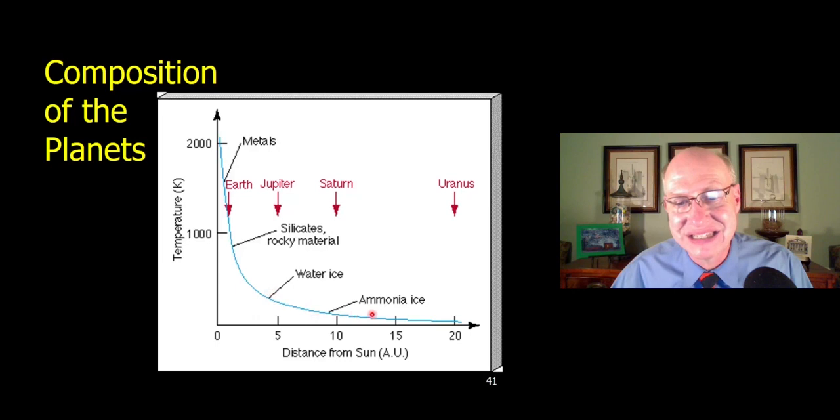Beyond this distance, further out in the solar system, ice can exist as a solid. Inside that line, it's too hot. The ice will vaporize into a water vapor. But here is the ice line.